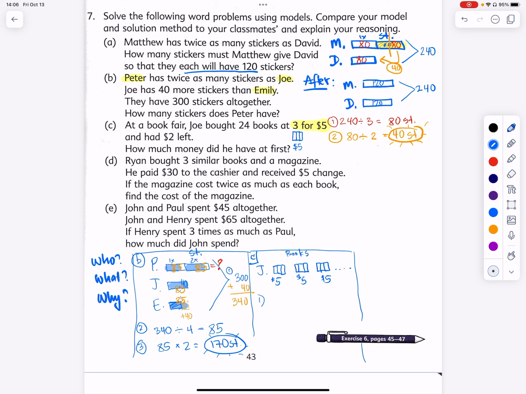Step 1, 24 split into groups of 3 gives us 8 bundles. And we know each bundle was $5. Therefore, 8 times $5, that means Joe spent $40 on his purchase. And if he had $2 left in his pocket after he went shopping, that means at first he had $42.